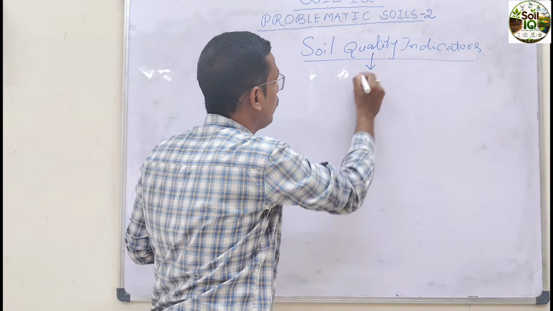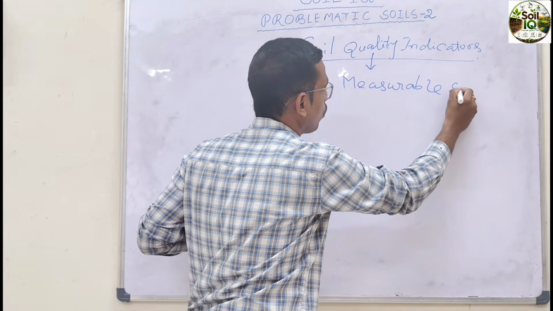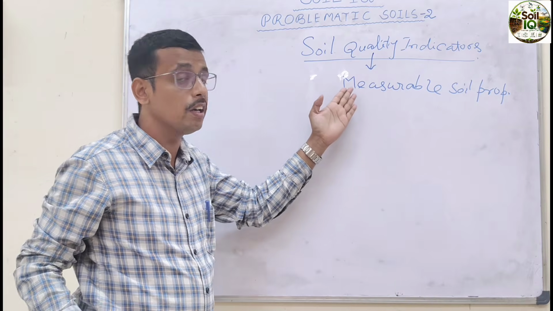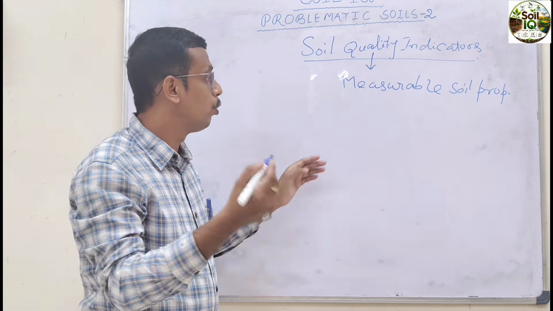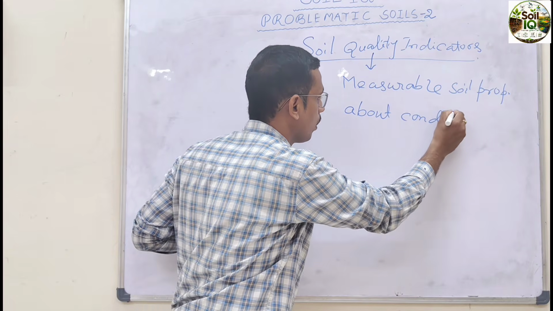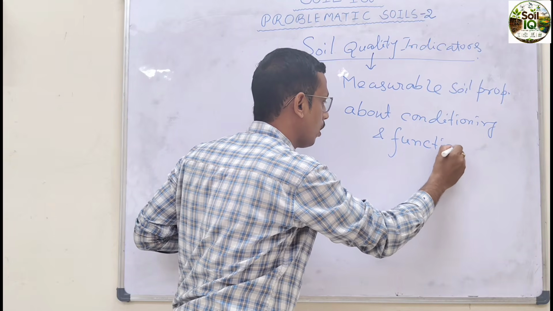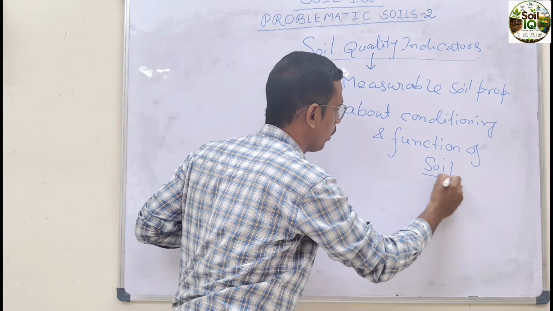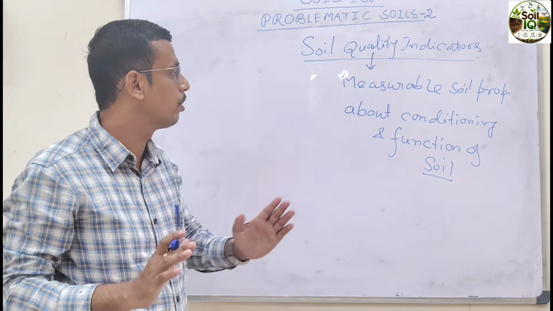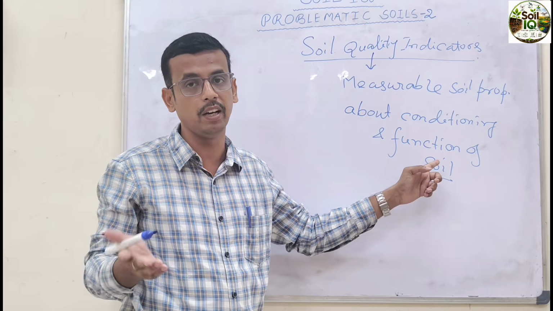So what is this? Soil quality indicators are the measurable soil properties which provide information about the conditioning and functioning of soil. So my dear students, soil quality indicators are the measurable soil properties which tell us about the condition of the soil and also the function of the soil.